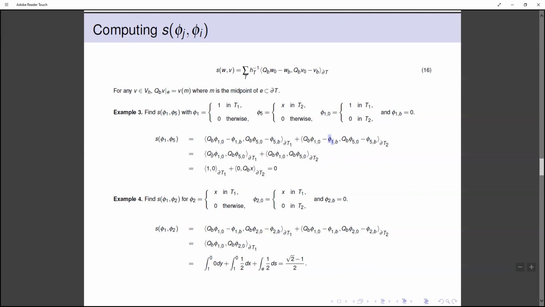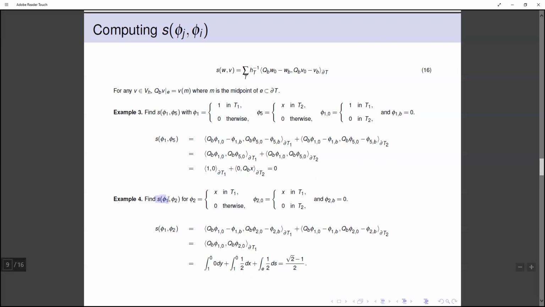Now let's look at this one. Phi1,0 on T1 equals 1. Phi5,0 equals X on T2, and equals 0 on T1. So we have 1, 0. And this one, phi1,0 on T2 is 0, and phi5,0 on T2 is X. Then QB of X, I mean, 0 times that gives you 0 anyway. So S(phi1, phi5) equals 0.